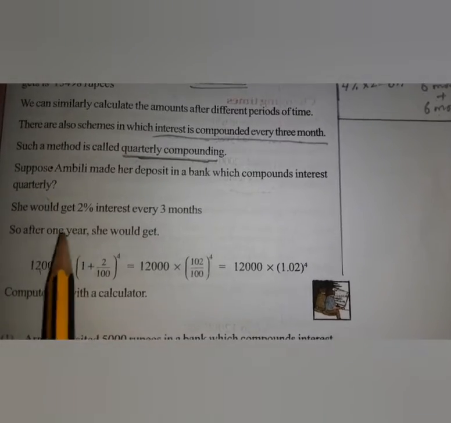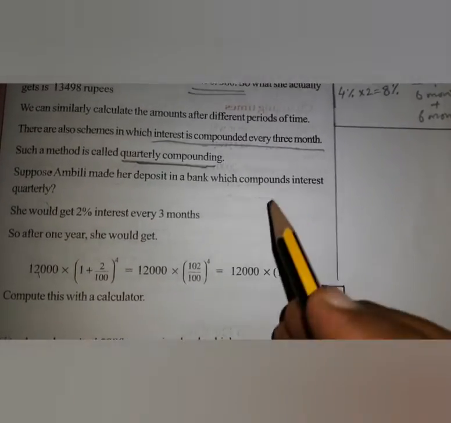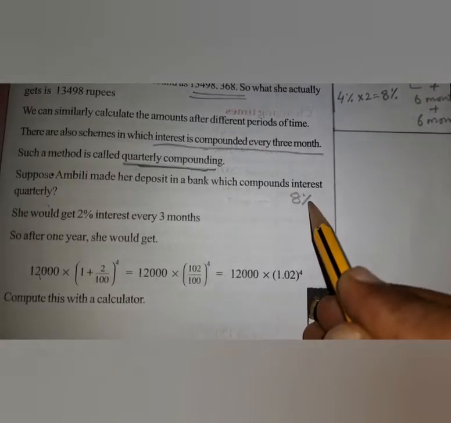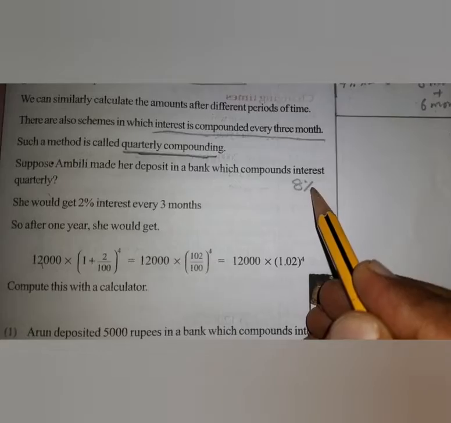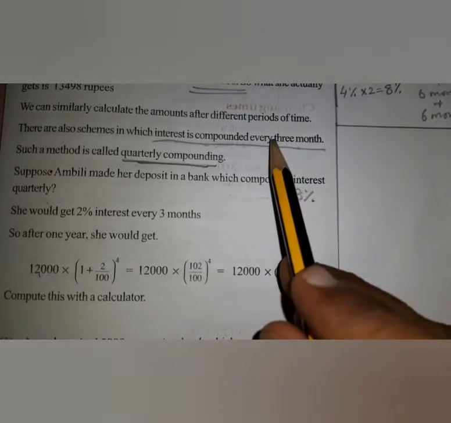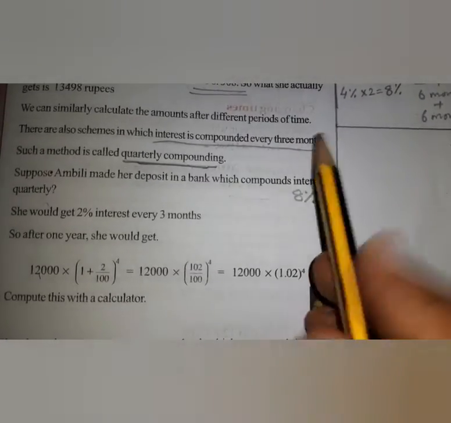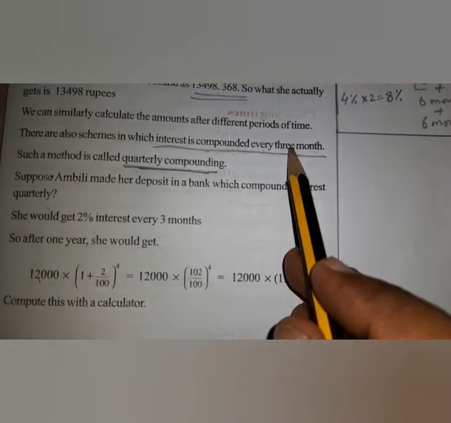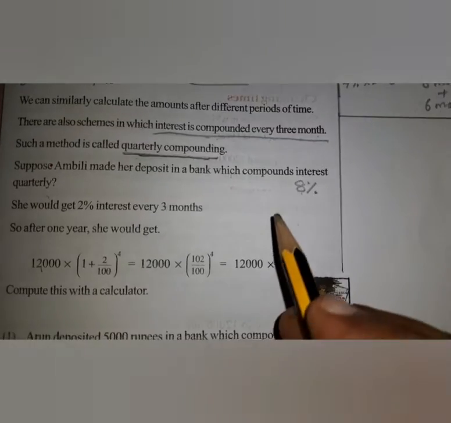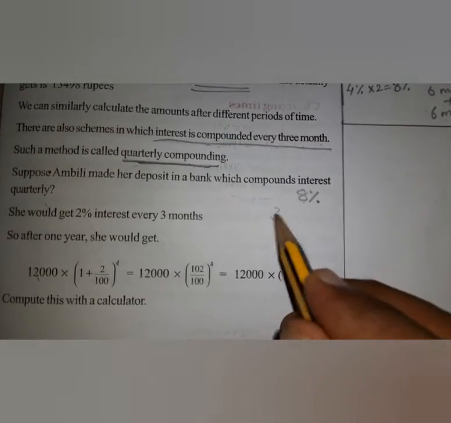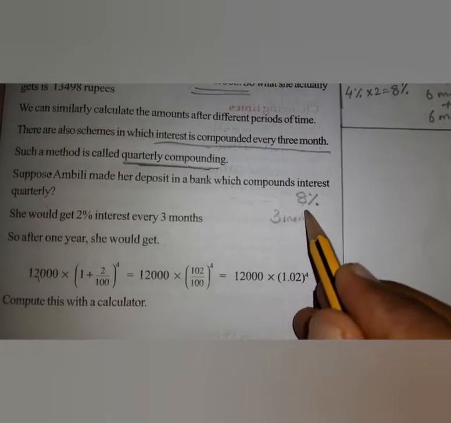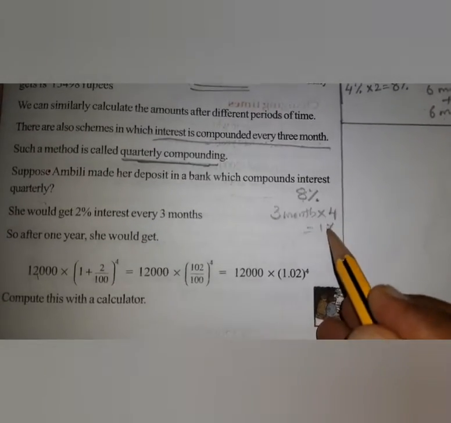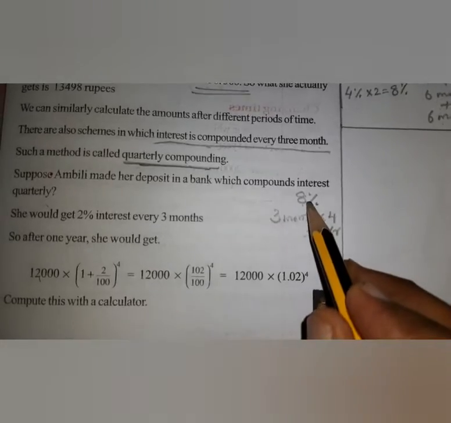What happened? You remember that the annual rate of interest is 8%. But the bank is calculating the interest every 3 months. Every 3 months means how many times in a year? 4 times, because 3 months into 4 makes 1 year. So for 1 year it is 8%.